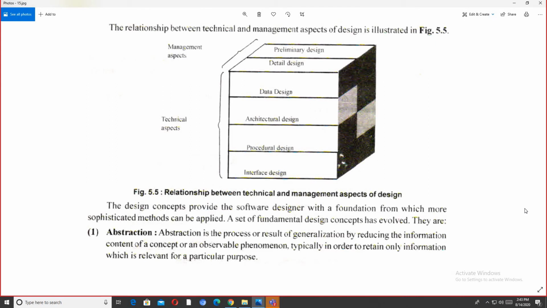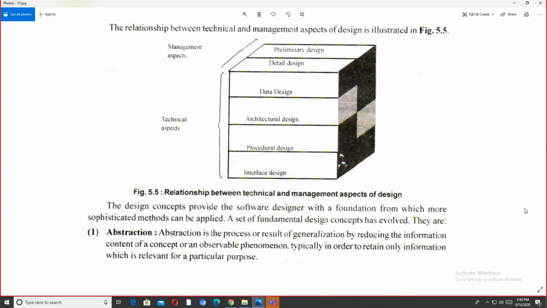Now, moving further, what is the design concept? It says the design concept provides the software designer with the foundation from which more sophisticated methods can be applied. It can be easily understood, because the preliminary design and the detailed design are the foundation from which more sophisticated methods can be applied. So as we are moving from preliminary design to the detailed design, we can apply as many sophisticated methods as possible, which will be helpful in software project management during the whole cycle.